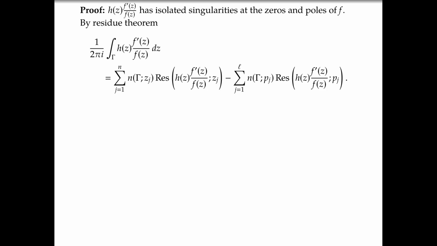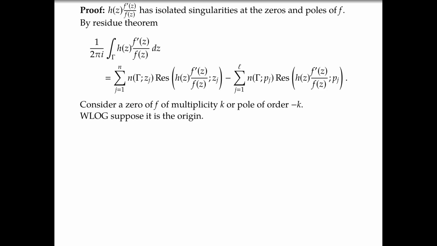Basically, what we have to show is that if Zj is a zero of order k, then the residue over there should really just be h at Zj times k, right? So without the h, it should just be k. All right, so let's suppose that we are at a zero of multiplicity k, or a pole of order minus k. It's going to work the same way. And we can suppose, without loss of generality, that it is the origin. Otherwise, you have to subtract it in these formulas. So let's suppose that it is the origin, so that instead of z minus zj or z minus pj, we're just writing z.